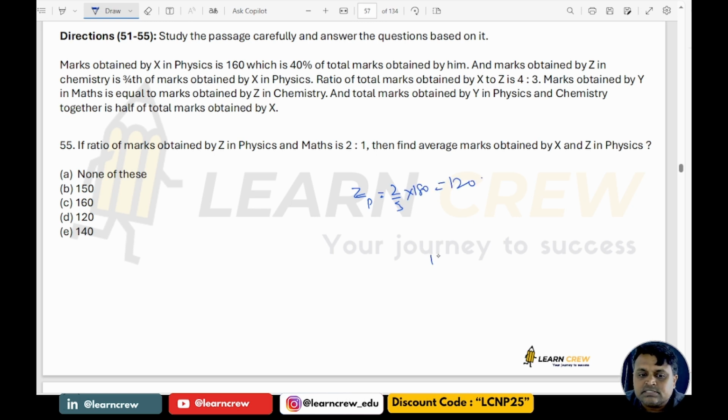Now X is how much? X is 160 and Z is 120. 160 plus 120 by 2, which is 140. So the answer is 140, the required average.